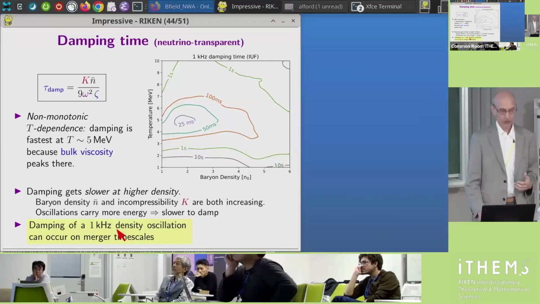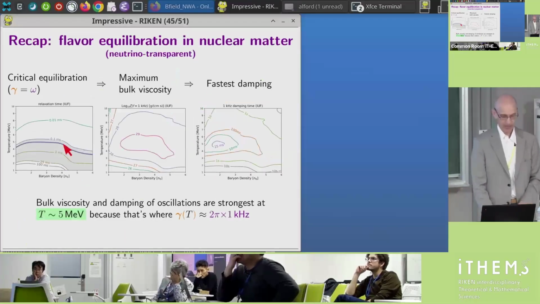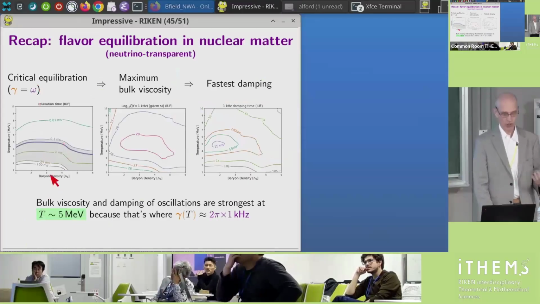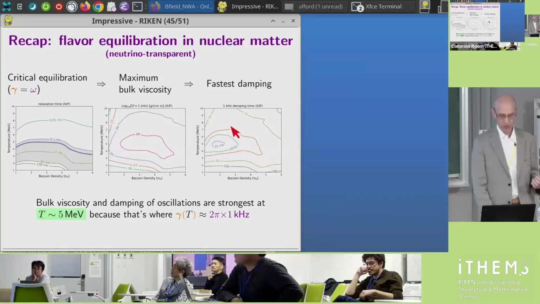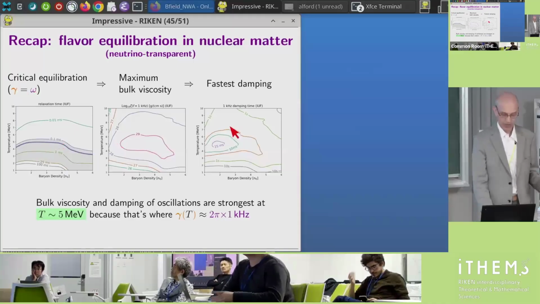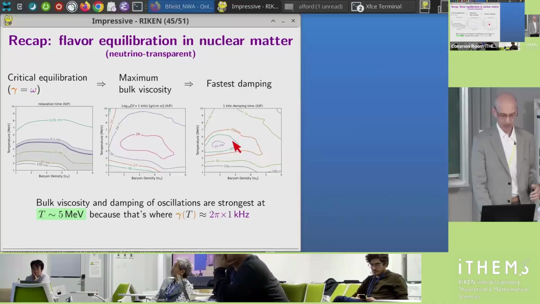So just to recap the whole pipeline here, we started off calculating the rate at which protons can turn into neutrons. At what rate does the proton fraction equilibrate? These are all in the same density temperature plane, and we found the equilibration gets faster as the temperature goes up. Then we calculated the bulk viscosity, which is a mountain here with its maximum when the equilibration is critical, when the equilibration rate matches the density oscillation frequency. And then we turned that into a damping time for the density oscillation and found that it comes out in the interesting time range at 5 MeV-ish temperatures.